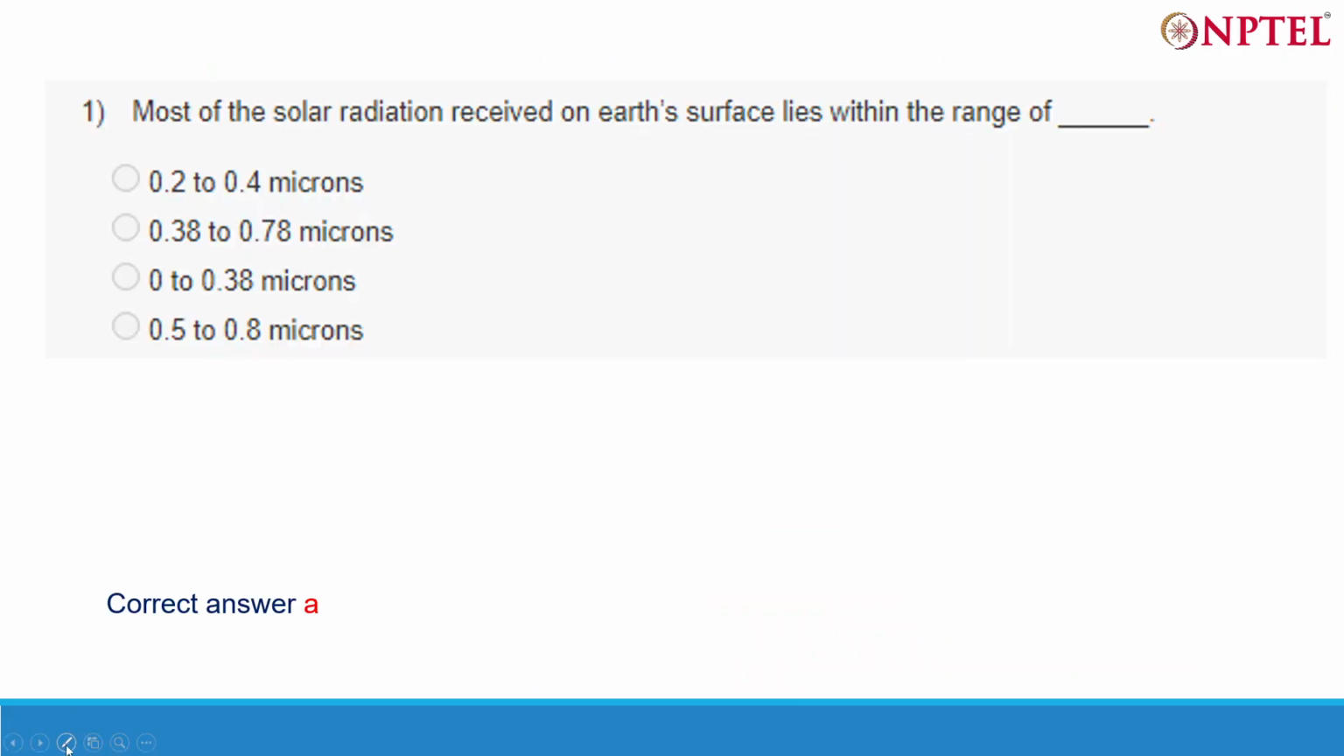Okay, so here it is: most of the solar radiation received on Earth's surface lies within the range of... So this is quite a straightforward type of question. Most of the solar radiation lies within the range of 0.2 to 0.4 microns. Microns is basically micrometer. Okay.